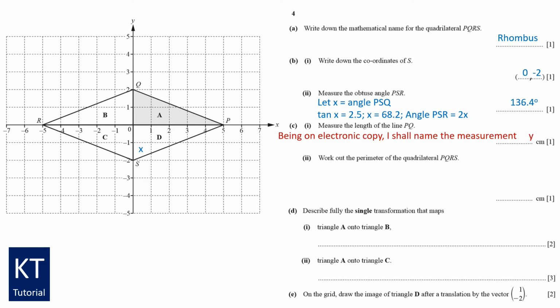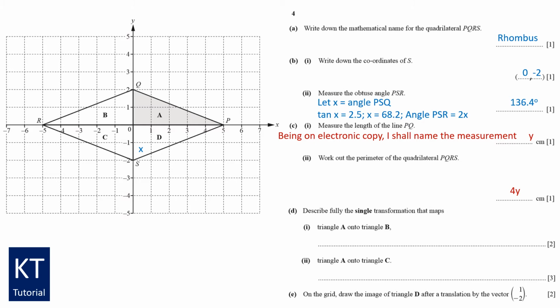Being on electronic copy, I shall just name the measurement Y. Next, work out the perimeter of the quadrilateral PQRS. As the rhombus is made out of 4 equal sides, the perimeter is the value of 4y.